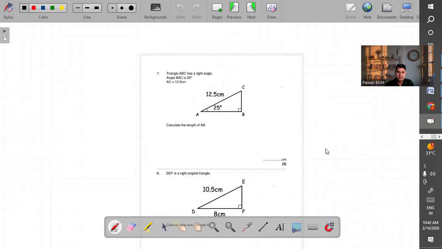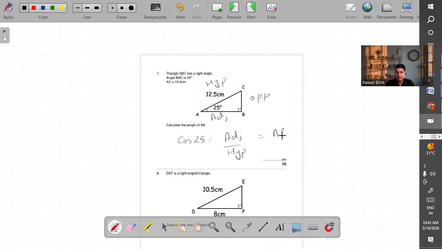Next, question number 7. Work out the length AB. Okay, so where is AB? This is AB, we don't know. And this is hypotenuse. So we are talking about 25 degrees. So this will be opposite and this will be adjacent. This will be hypotenuse. So cos 25 is adjacent over hypotenuse. Adjacent AB we don't know, but hypotenuse we know, 12.5. So cross multiply. Cos 25 equals AB over 12.5. So AB will be 12.5 times cos 25. Use your calculator, right?